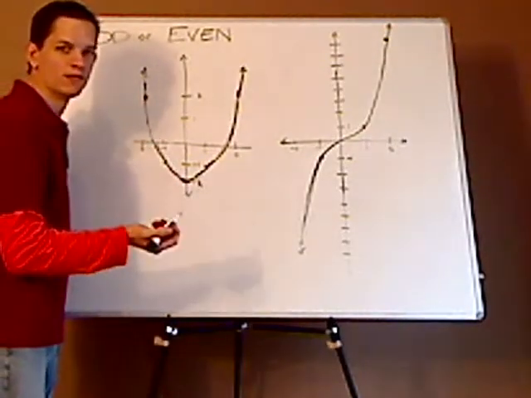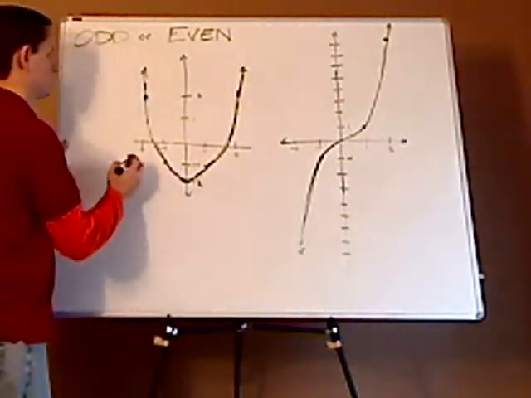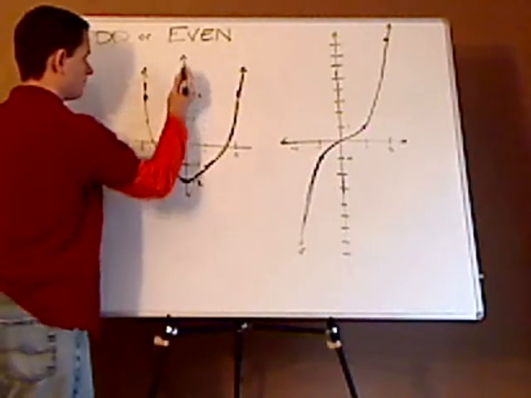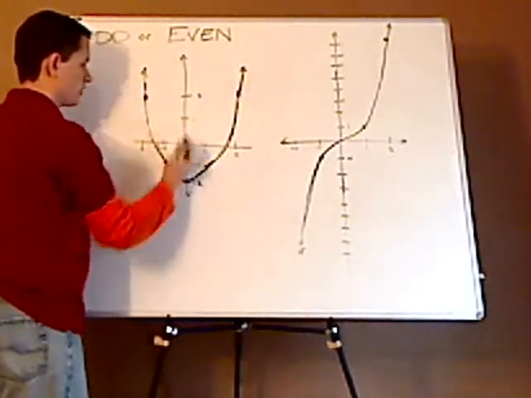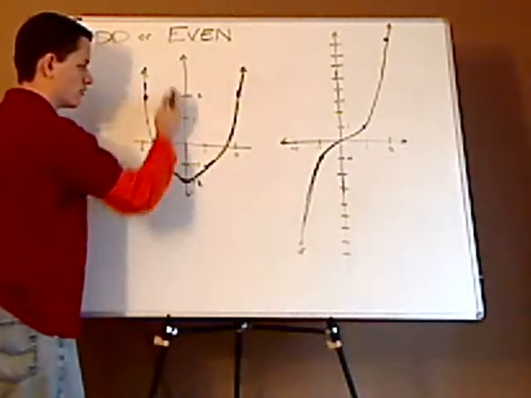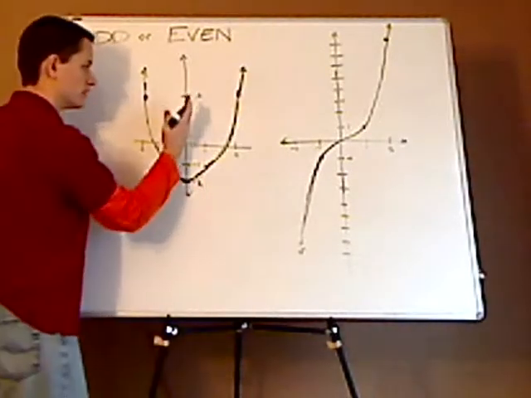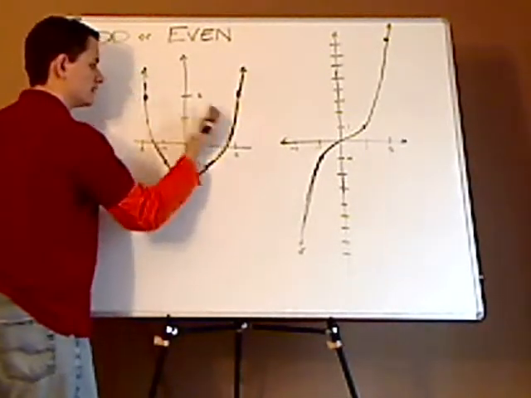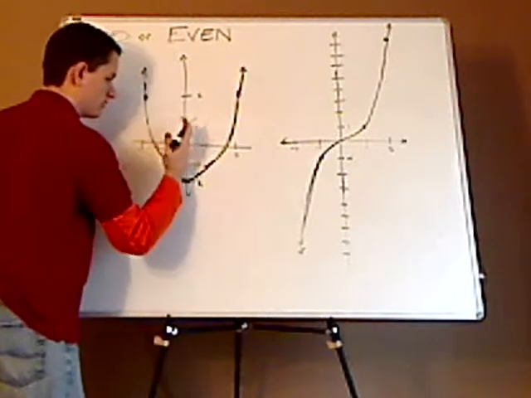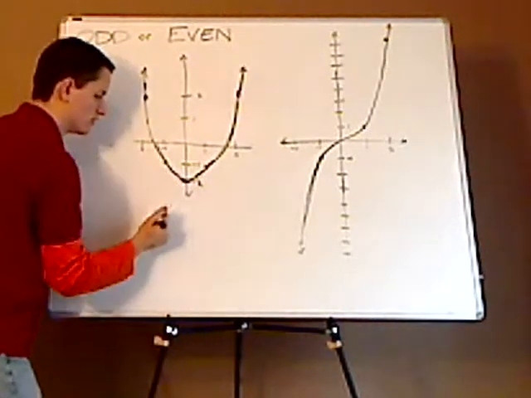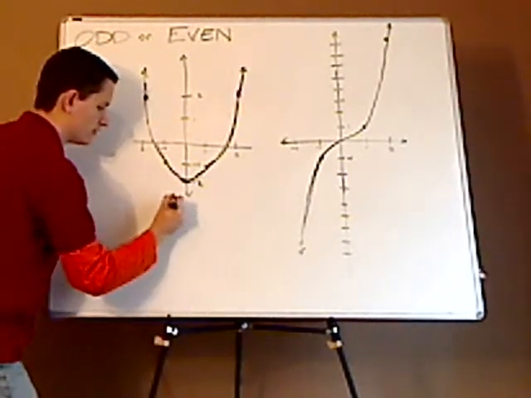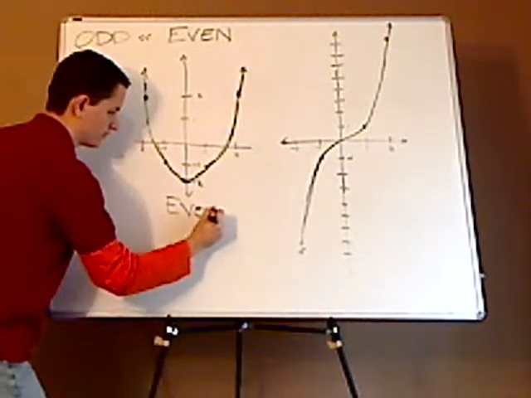Determining an odd or an even function is very straightforward. If you look at this, it's symmetrical about the y-axis. It's a reflection on both sides. Since it's y-axis symmetry, this would be an even function.